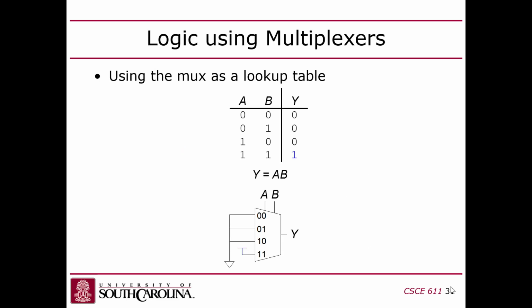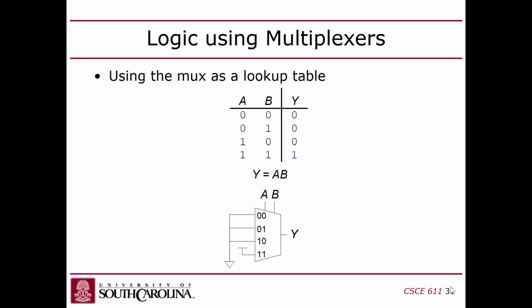You can also use a mux. This is kind of a neat thing: you could take a truth table and take the inputs to the truth table and make them the select on a mux, and then you can hardwire the inputs on the mux to 0 or 1, corresponding to the outputs in the truth table.